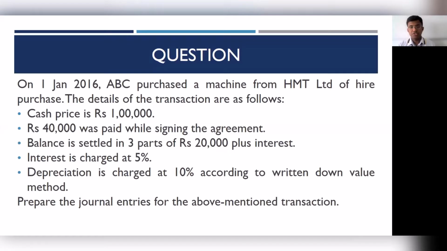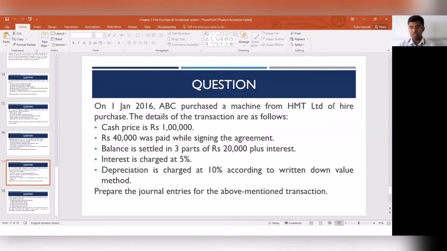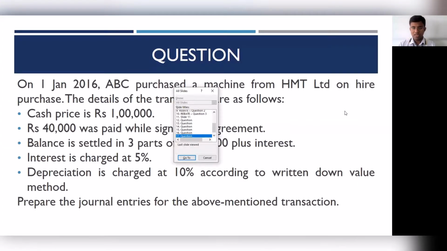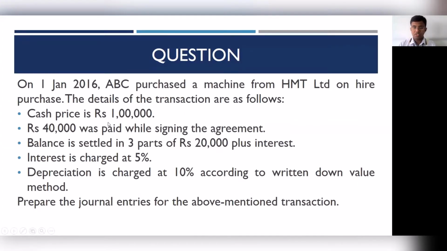Together. On 1st Jan 2016, ABC purchased a machine from HMT Limited on hire purchase. Details of the transaction are as follows. So they've given us the details. And from this, what we see is that ABC is the purchaser and HMT is the vendor.